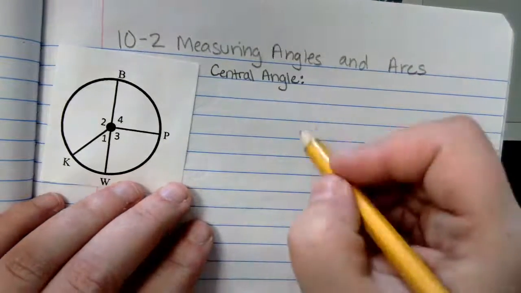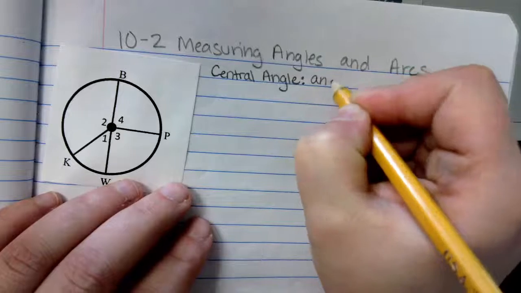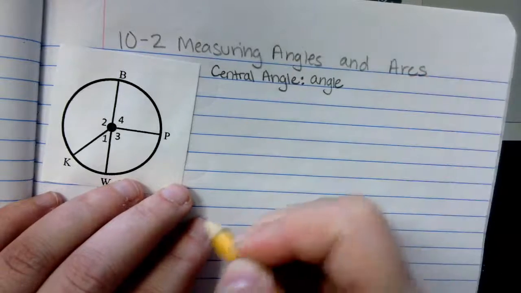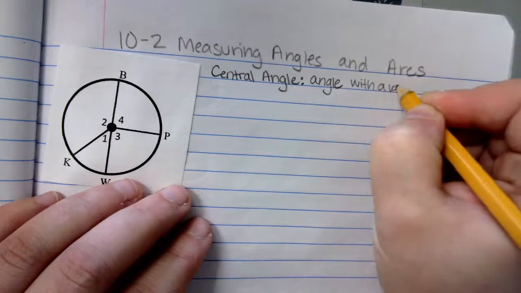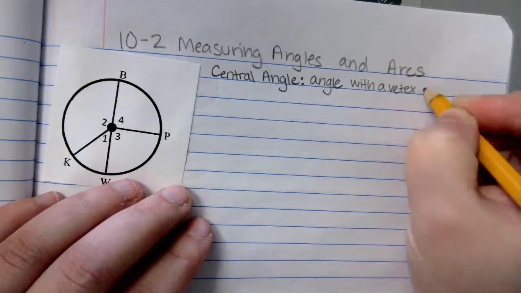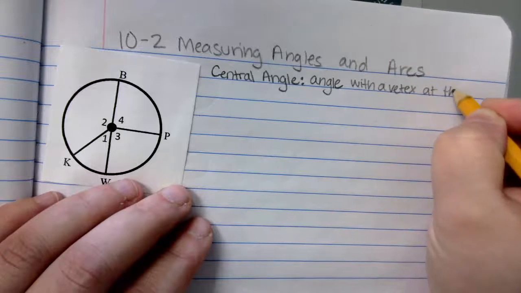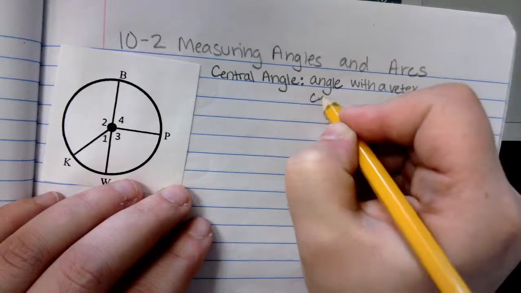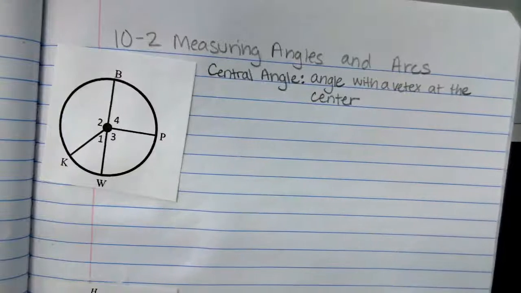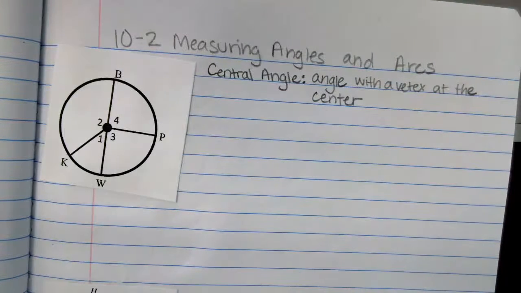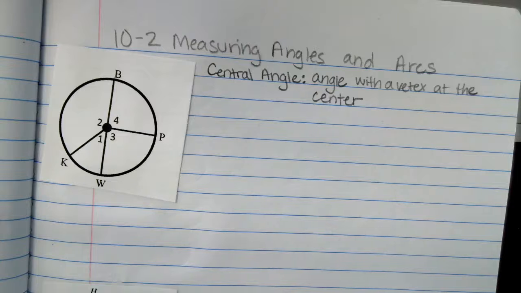So it's an angle with a vertex at the center. An angle with the vertex at the center. So the part where we look at the actual angle is at the center.